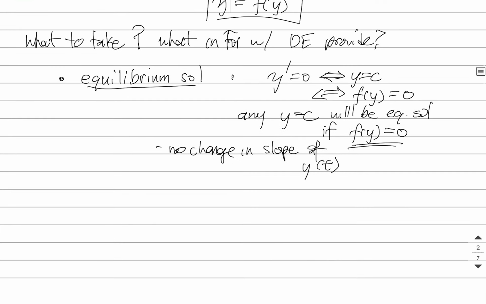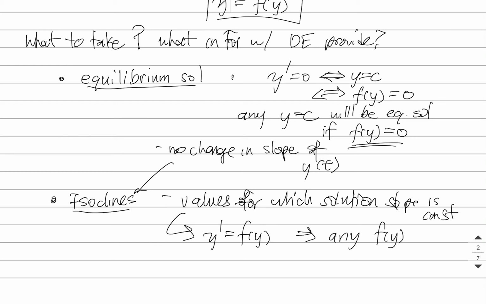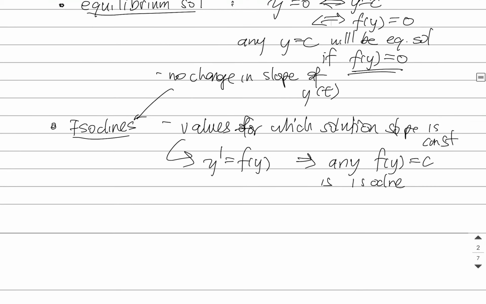Okay, so piggybacking right on that idea, we'll talk about something called isoclines. And this is values for which the solution slope is constant. And of course, solution slope being constant, we're going to basically say, look, if y prime is equal to f of y, that means any f of y equals constant is an isocline.